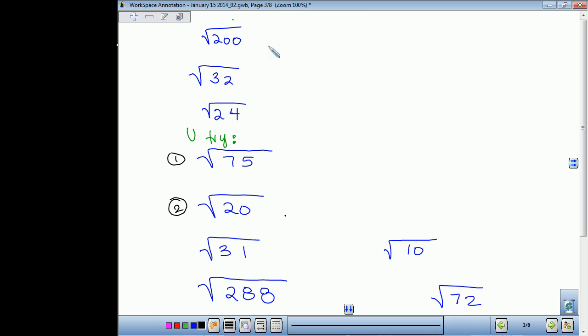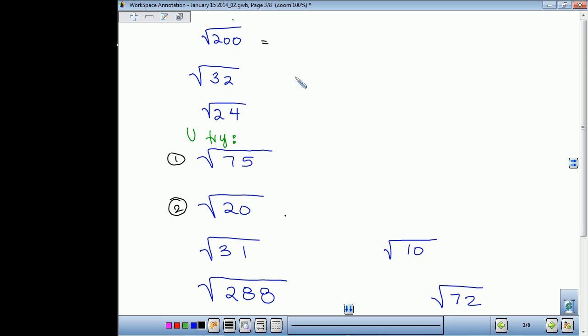There's lots of correct methods for simplifying radicals. You do what works best for you. To start with, I'm going to stick with discovering what the largest perfect square is. What is the largest perfect square factor, which means what is the largest perfect square that will divide into this number? Look at your list.